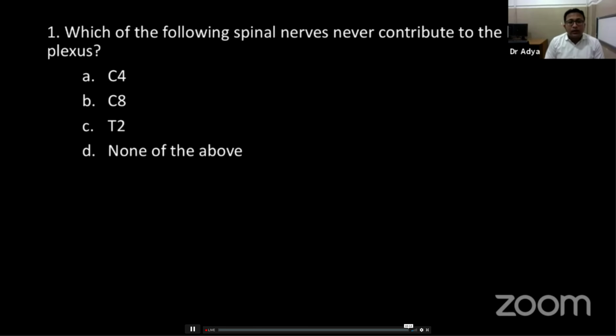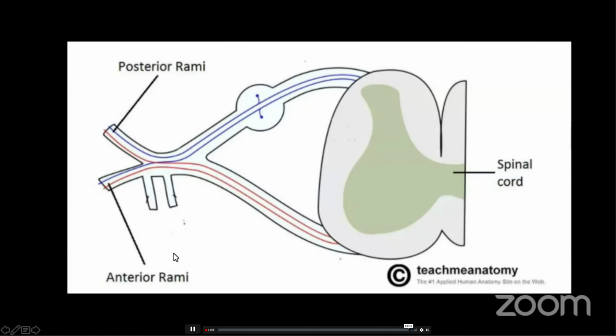Well, the answer is in fact none of the above. Why? The question was, which of the following spinal nerves never contributes to the brachial plexus? The options were C4, C8, T2, and none of the above. So the answer is none of the above. I'll be explaining this in the subsequent slides.